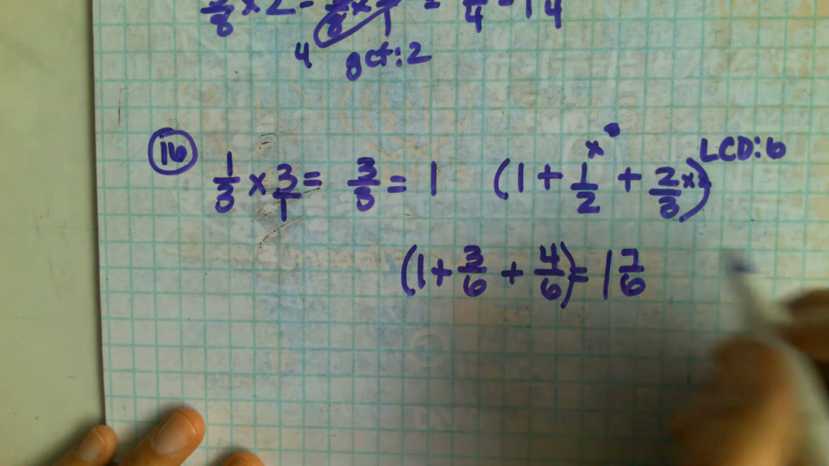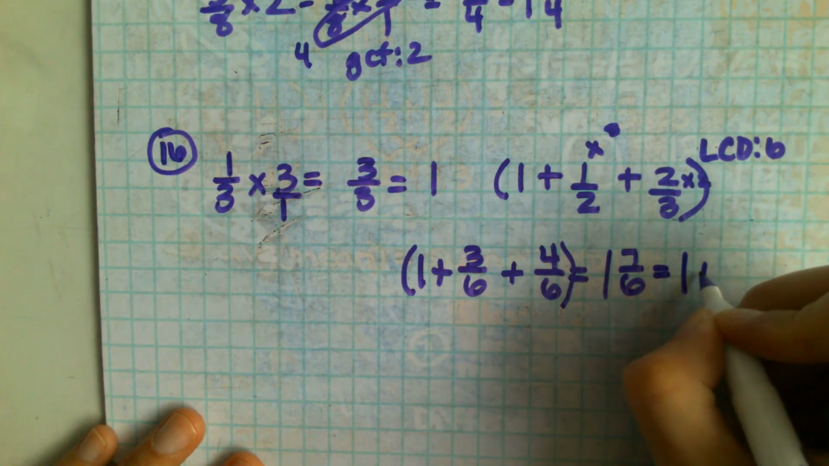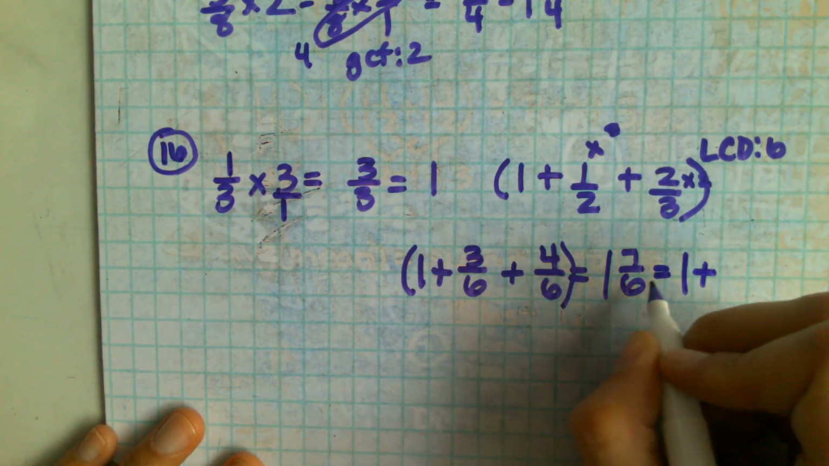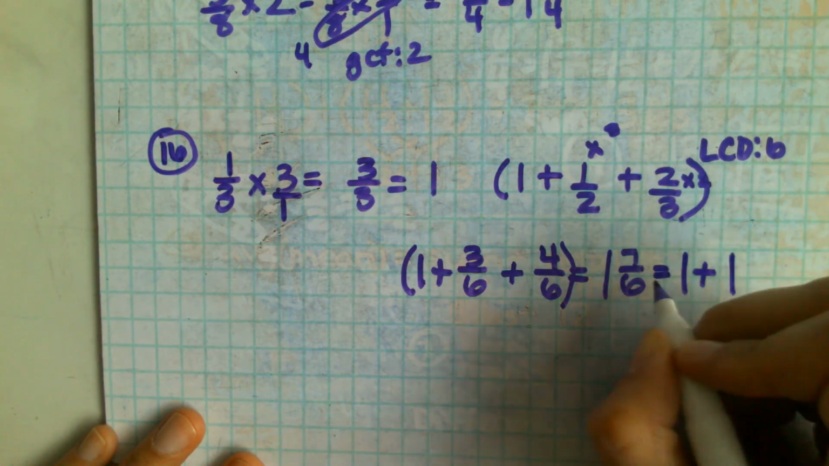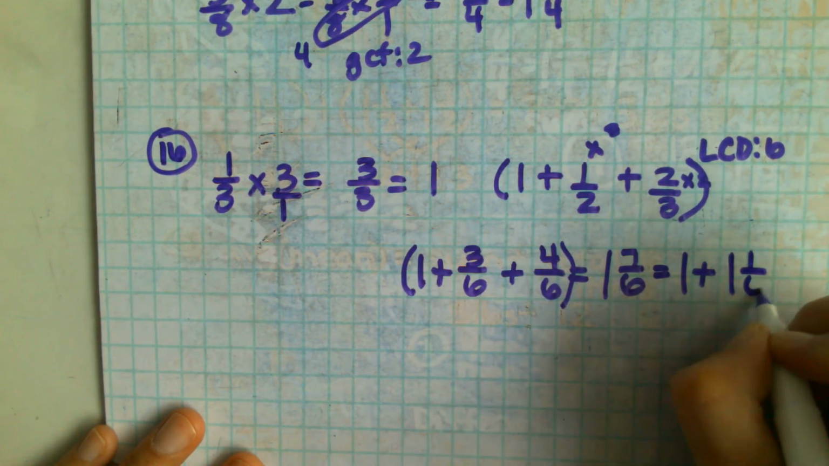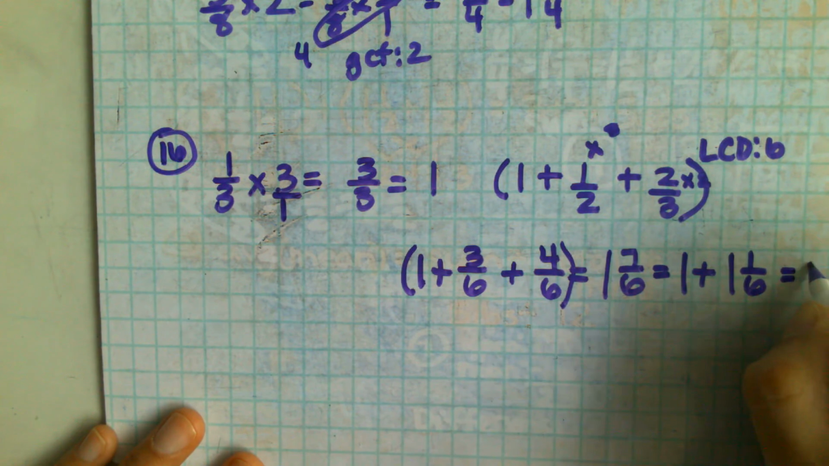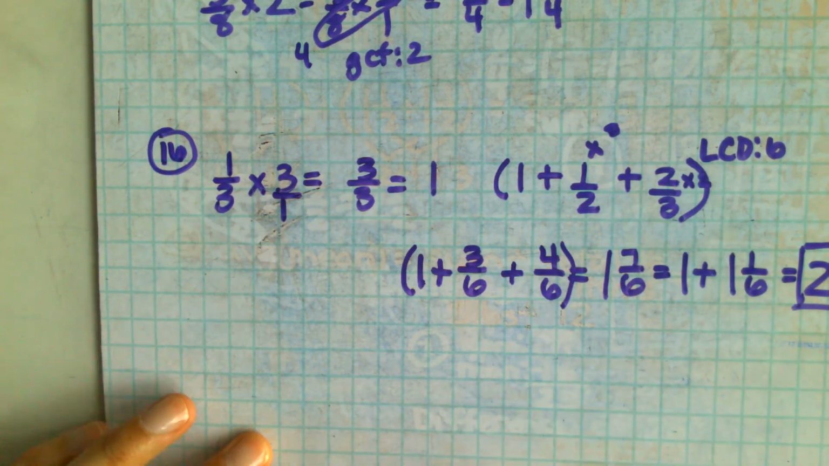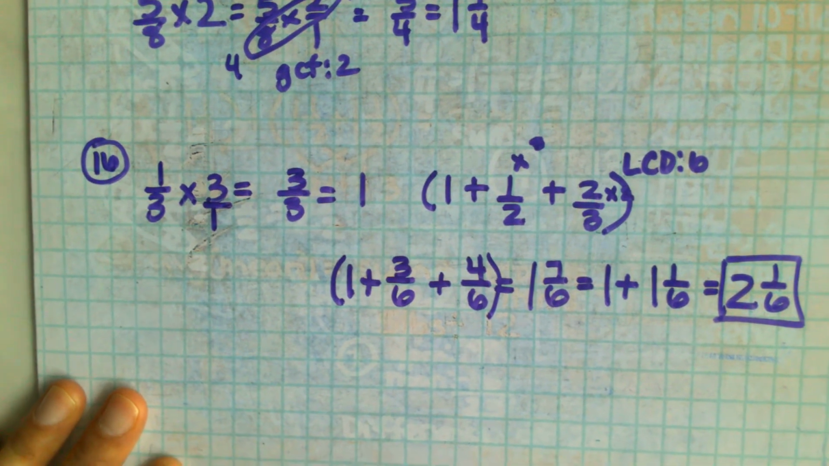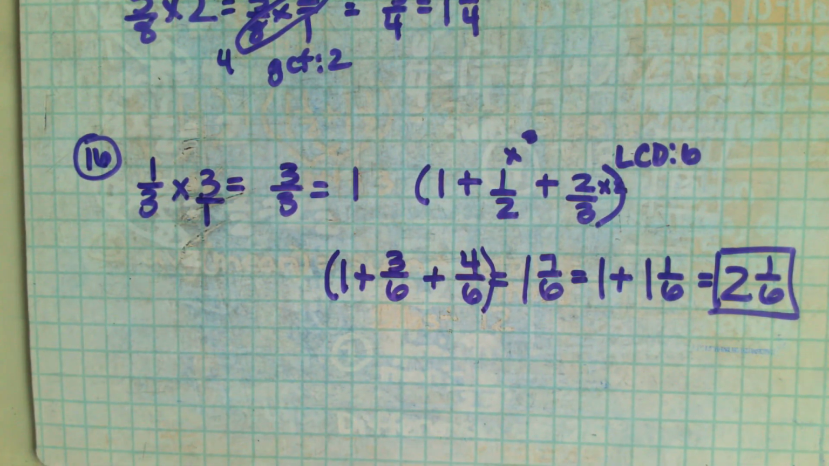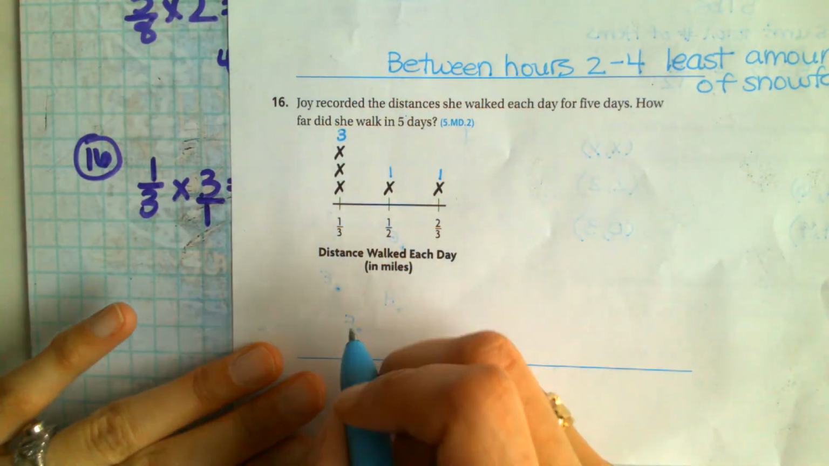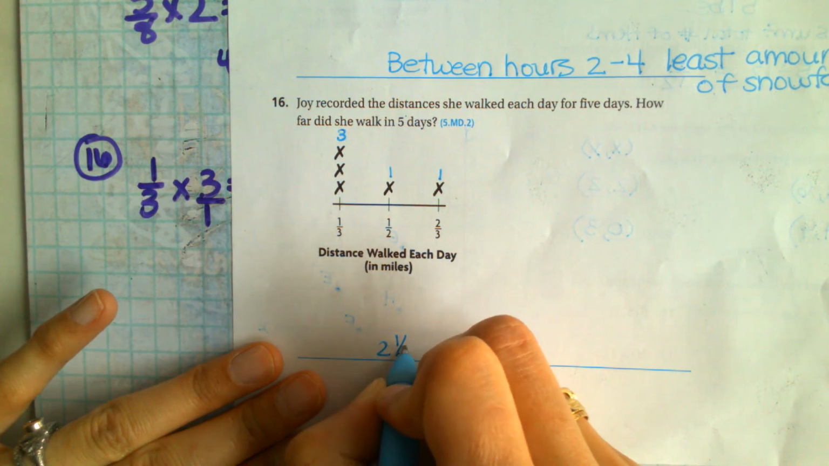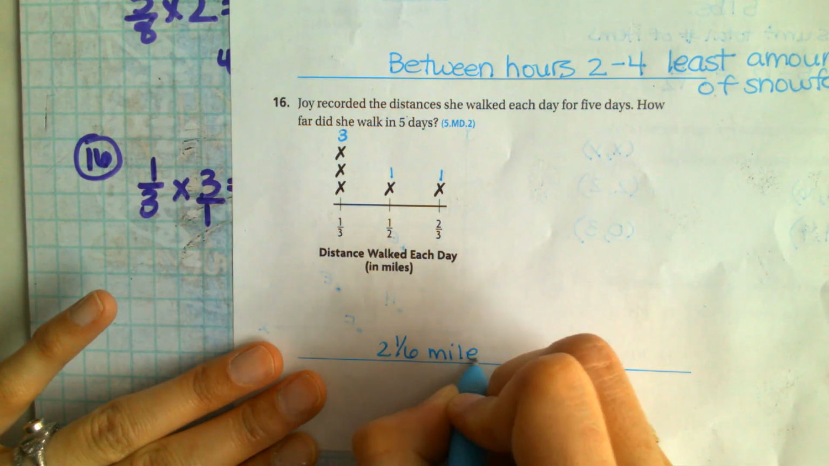7/6 is an improper fraction. So this equals 1 plus, right? I keep my whole number. 6 goes into 7 one time. 7 minus 6 is 1. So 1 and 1/6. So altogether, this is 2 and 1/6. So the total miles walked in 5 days is 2 and 1/6 miles. So on my paper, I'm going to write 2 and 1/6 miles.